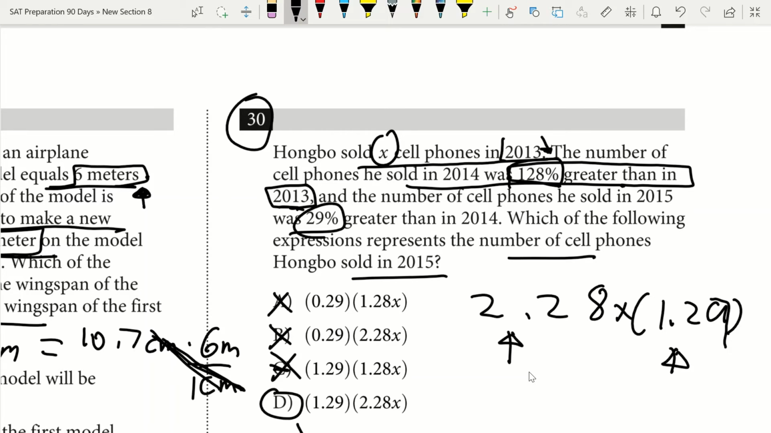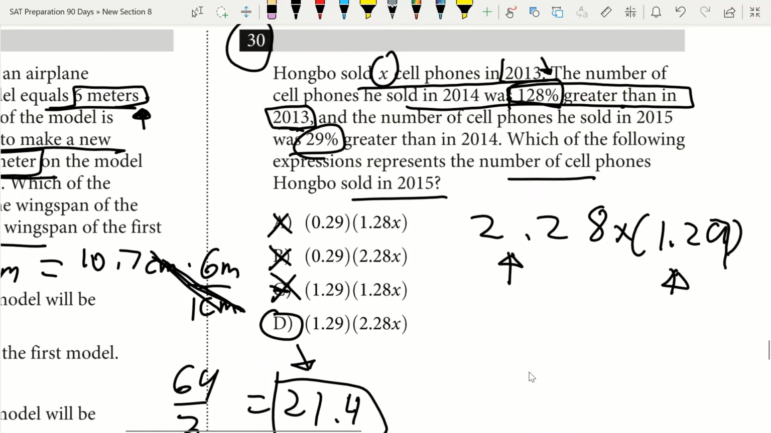A lot of people at this point would be rushing on the SAT because they didn't pace it well. They would see 128% and they would write 1.28, but that's wrong. 128% increase means it's going to be 2.28. So you got to make sure you're paying close attention to details once you get past 23 especially, because they're going to be tricky questions because they're designed to be after that point.